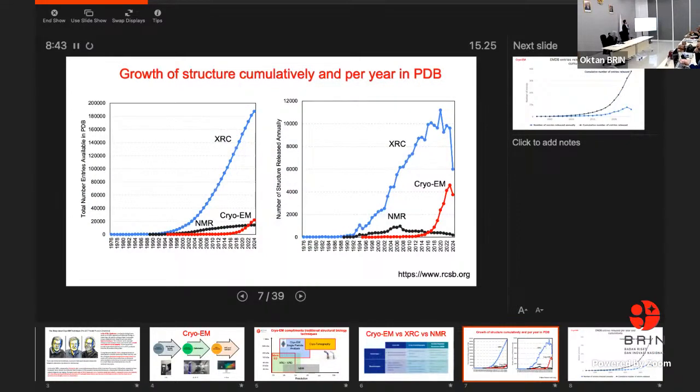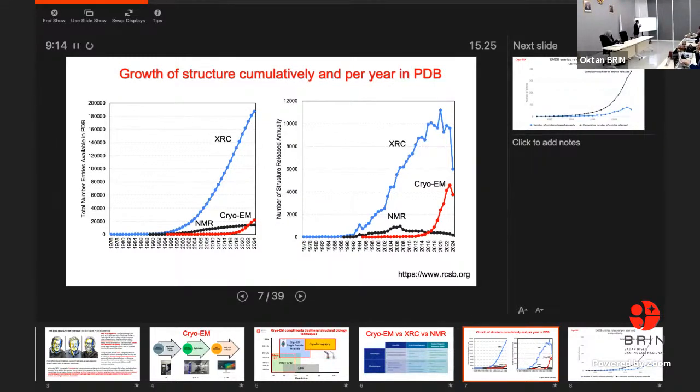Okay, continue. So recently, the data entries in PDB are like this. This is the cumulative total of data entries in PDB. You can see the blue one is X-ray crystallography. It is still higher in total. And you can see that since 2020, the data entries for protein crystal structures in PDB are also in the log phase.